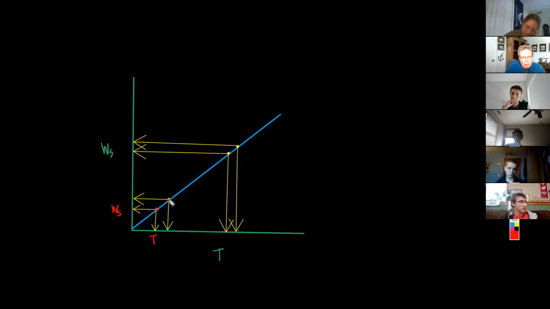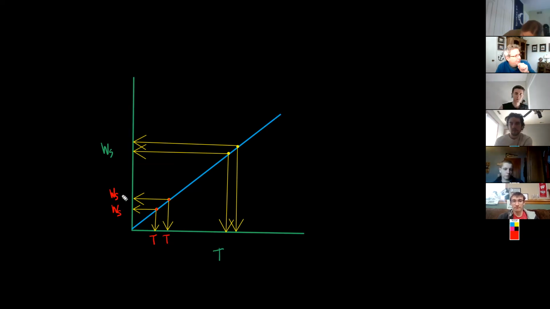Okay, so what's this point? At this point, there is a temperature what? Red T. And what does that correspond to? W sub S. A red capacity. And what is the capacity? W sub S. Do you understand I'm saying sub for subscript S? Okay. Does that make sense?